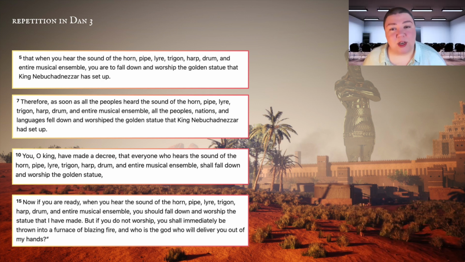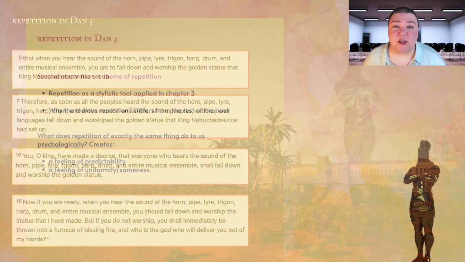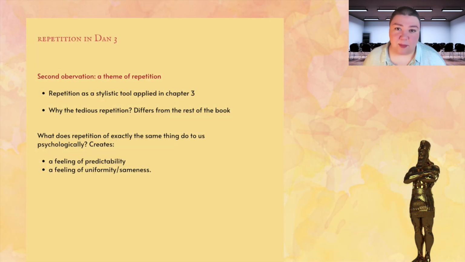Okay, so we noted in our preliminary observations that there is a lot of repetition here, even tedious repetition. Why? In fact, this style differs from the rest of the book. The rest of Daniel doesn't have this very deliberate, repeated citing of the same list style. So why is it here?